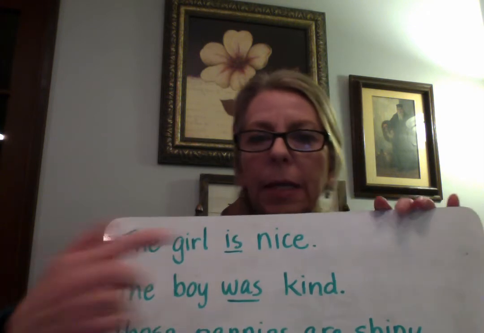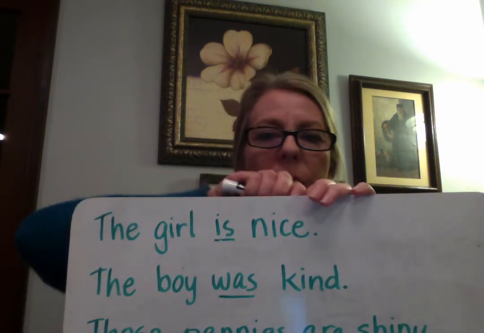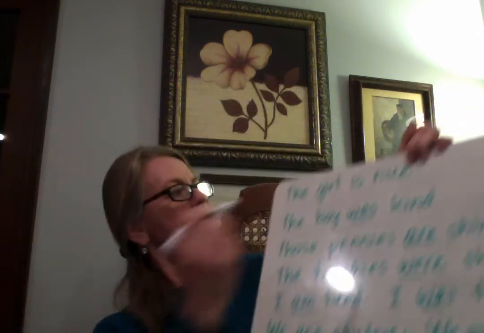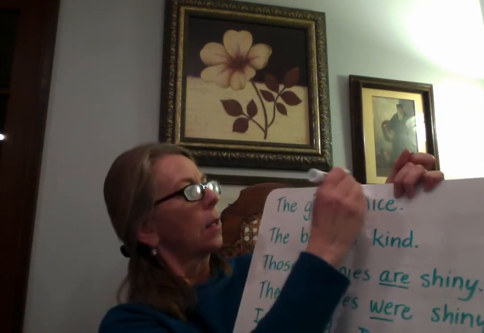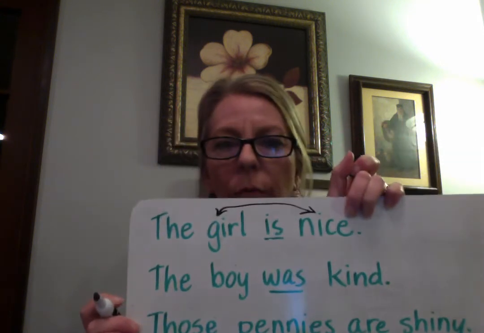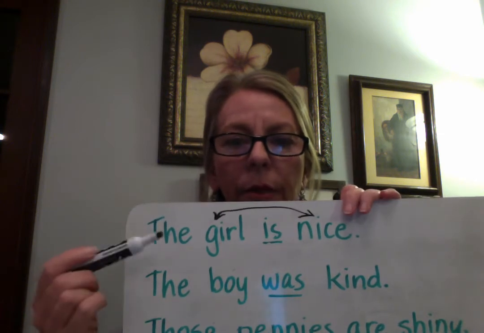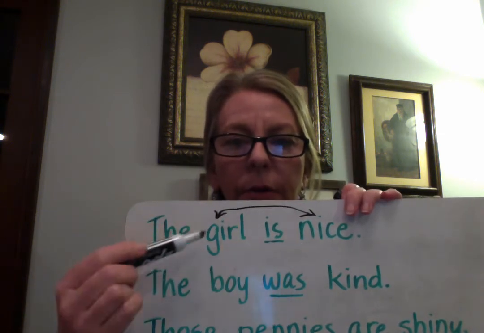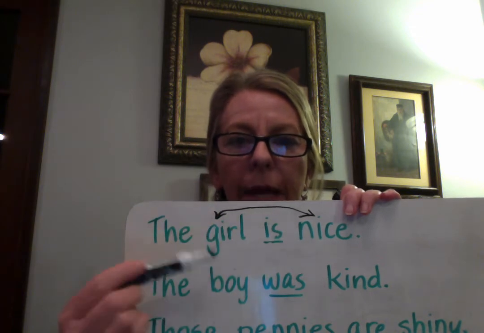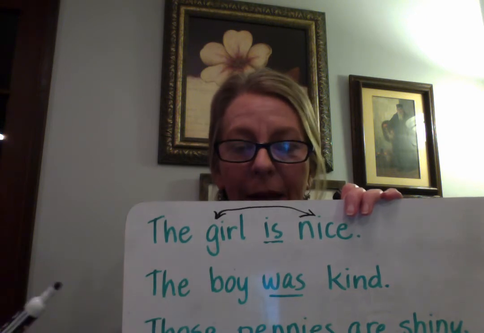So remember, a linking verb, okay, so here is a linking verb in the present tense. The girl is nice. So remember, a linking verb links the subject with either a description of the subject or renaming a subject, okay? So the girl is nice, it's a description of girl, and this is the linking verb that connects those two, okay? So this linking verb is in present tense. It means it's happening right now, okay?